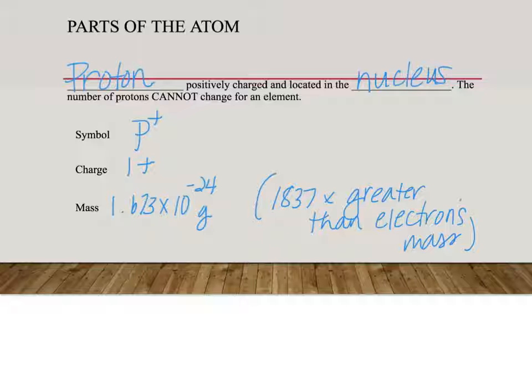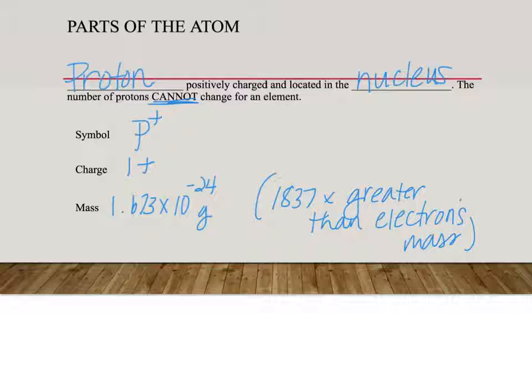So the proton is the first thing we're going to talk about, and of course we know that a proton is positively charged and it's located in the nucleus. The number of protons cannot change for an element. The number of protons always remains the same, and so that's actually how we will identify elements, by its number of protons. The symbol for the proton is a little p with the plus sign. Of course, the charge of a proton is 1+, and the mass of a proton is 1.673 times 10 to the negative 24 grams.